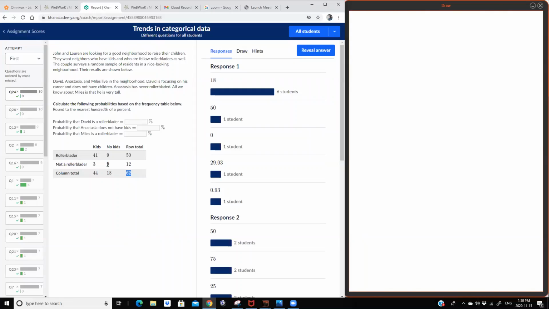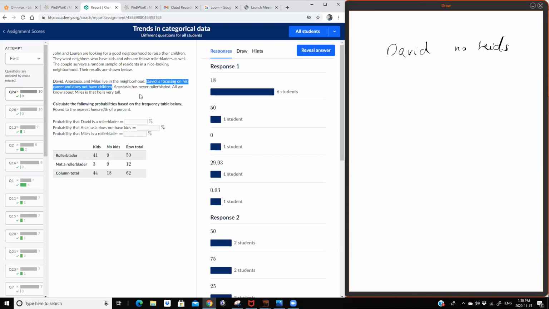Now, we are given this information. We know that David is a person who is focusing on his career and does not have children. So that's what we know about David. David has no children. David has no kids.